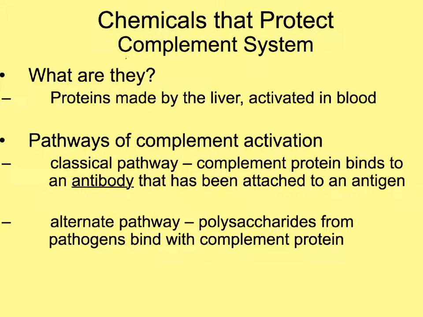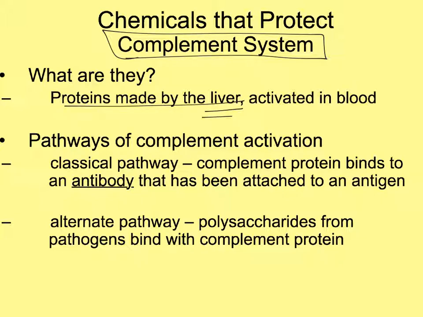Okay, now the complement system. So the complement system is a series of proteins, or a group of proteins. They're made by the liver. Okay, so that's important. But they're activated in the blood. So they're made by the liver and they're released into the blood. Okay, there's two pathways for the complement system to work.